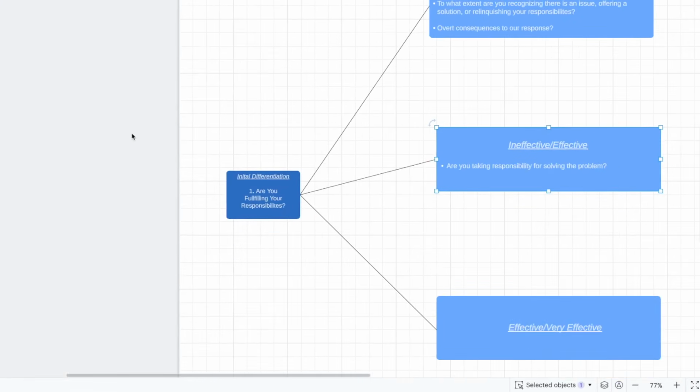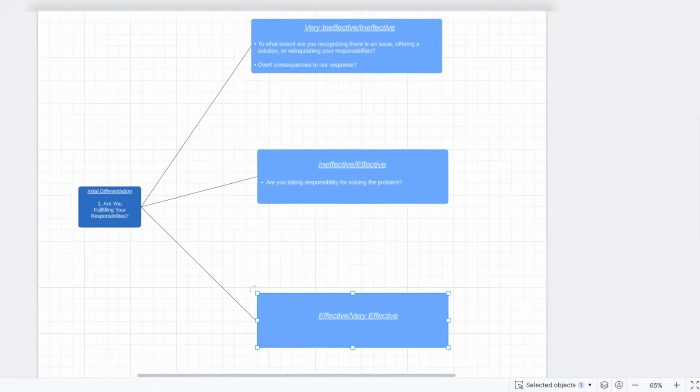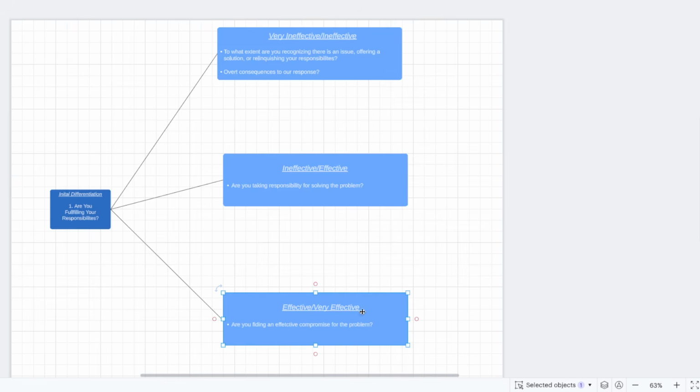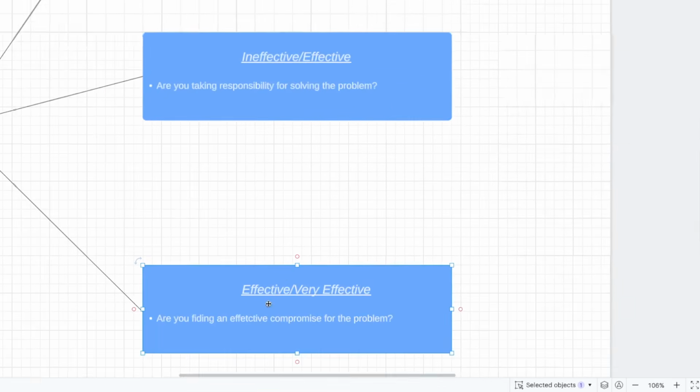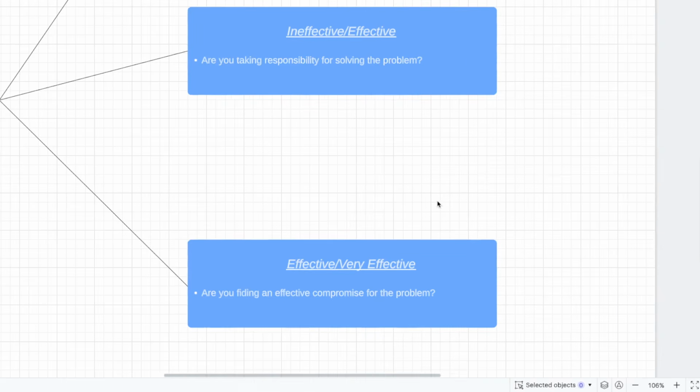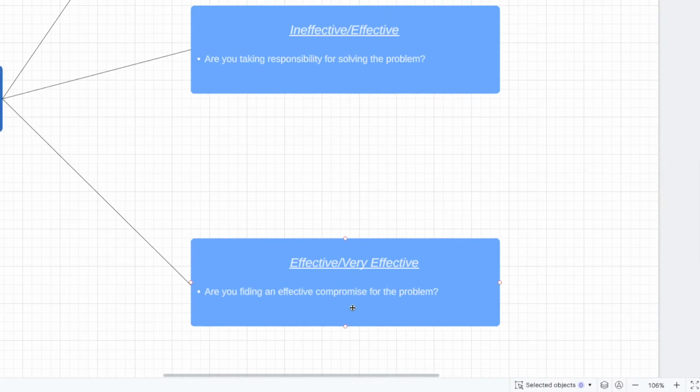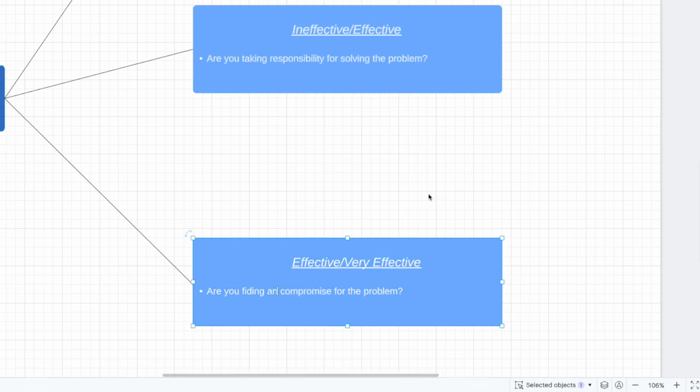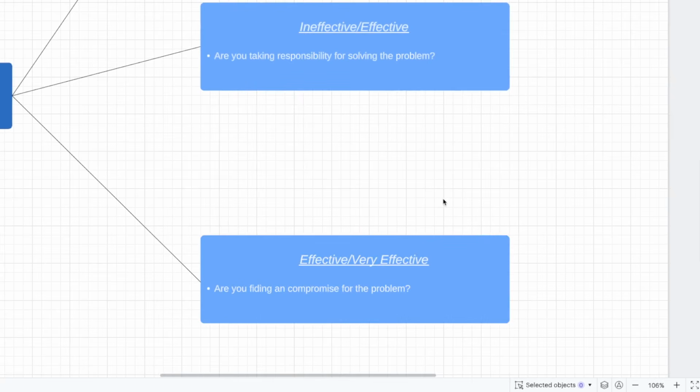All right. I'm gonna throw another question we can ask up here. I did spell effective wrong, just fix that. Are we finding an effective compromise? And this one should be a bit more straightforward as to why this can differentiate an effective or very effective response. And maybe let's take effective out of here because that might be a bit redundant, right? Are we finding a compromise to the problem is a question we can ask. And why can that differentiate between a 3 and a 4?